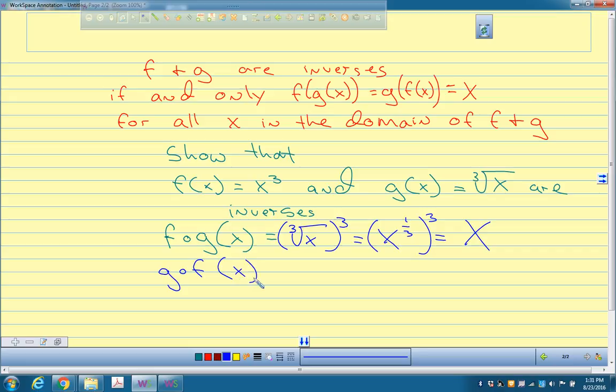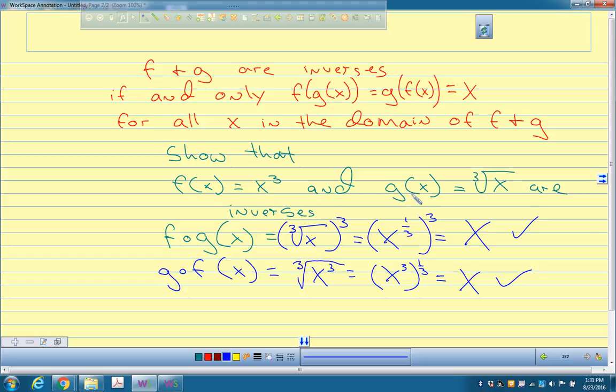So g of f of x says take this and plug it in there. So that says take x cubed and take the cube root of x cubed, right? So that's like x to the 3rd power raised to the 1/3 power, which is also equal to x. Okay? So that works.